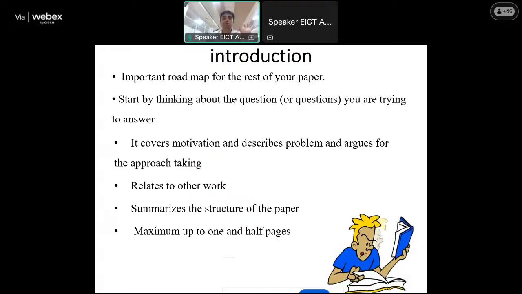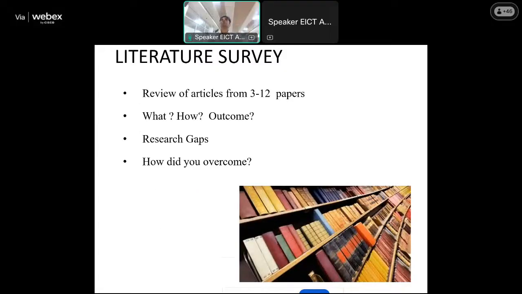Okay, so ensure that. Literature review. According to the literature review, you should identify, pertaining to your problem, ideally 3 to 12 papers. And from those papers, you need to identify the answers to these questions: What is being written in this particular paper? How is the particular problem being solved? And what is the outcome and finding of this?